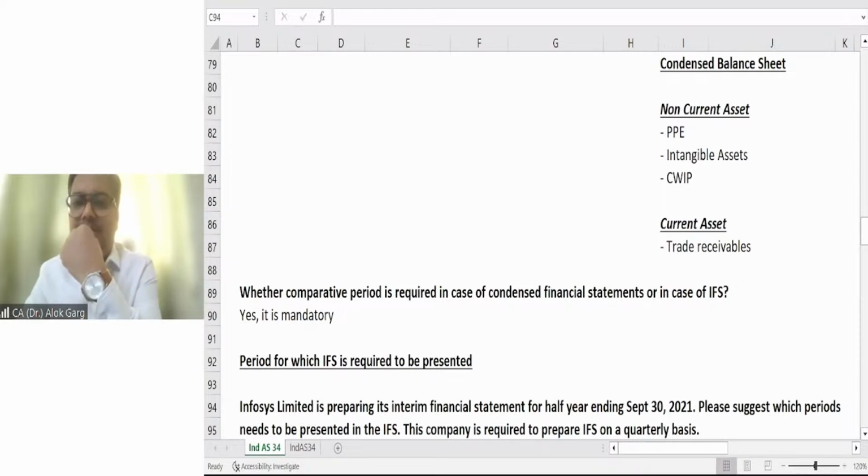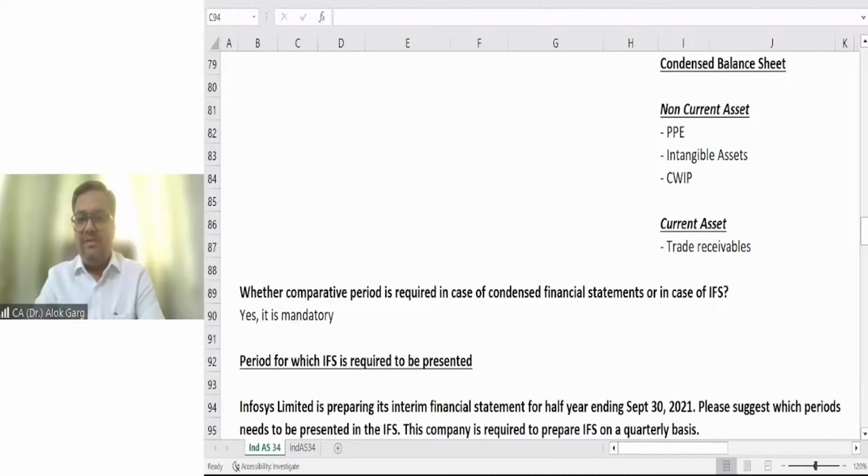Gauri is asking, sir, if a company is going for IPO, then do we have to prepare the interim financials? No, not required, right? If the company is going for IPO, the company has to prepare their full set of financial statement. They have to restate their financial statement on the basis of Ind AS for their prospectus. But the interim financial statement on every quarter is not required until and unless the company gets listed.